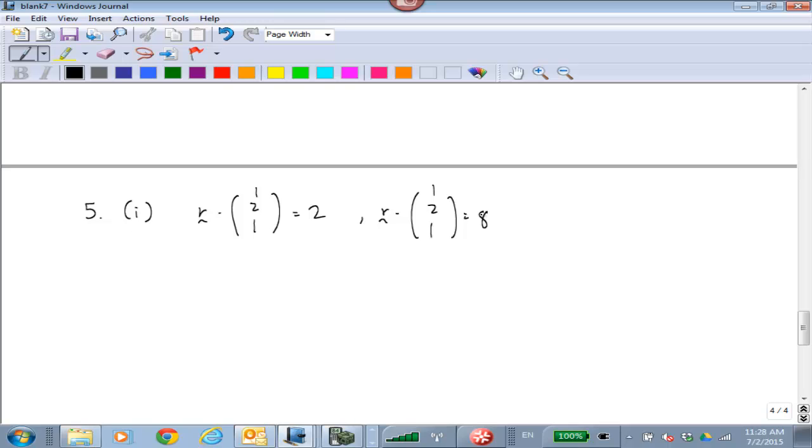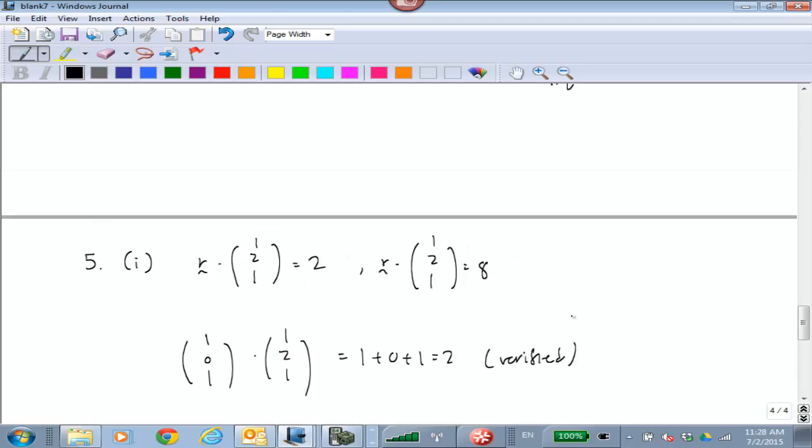Okay, guys. How to verify that A is on plane 1? Sub A in. So A is what point? 1, 0, 1. Dot with 1, 2, 1. 1 plus 0 plus 1 equals 2. Verified. That's it. Okay, I need you to think. Find the distance between plane 1 and plane 2.